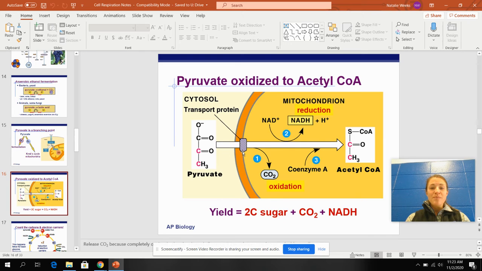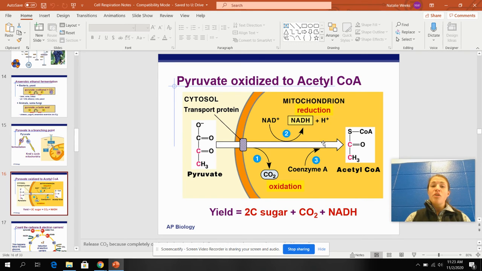So here we have a transport protein. The pyruvate goes through the transport protein. CO2 is released, so it gets oxidized. We make another NADH, and then we have a coenzyme come in that binds with everything that's left. So now we get acetyl coenzyme A. We have a 2-carbon sugar now that's going to go into our next reaction.